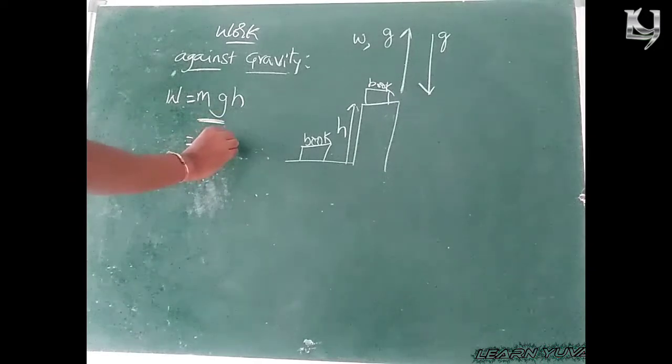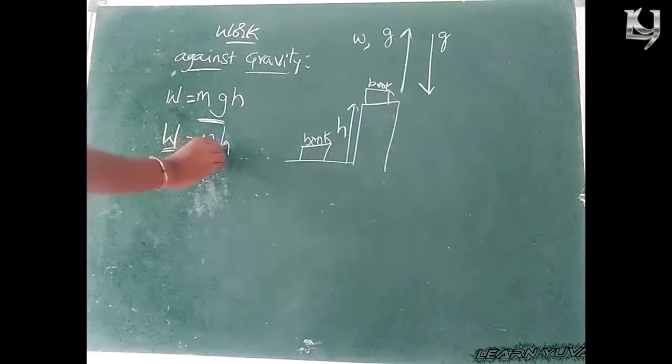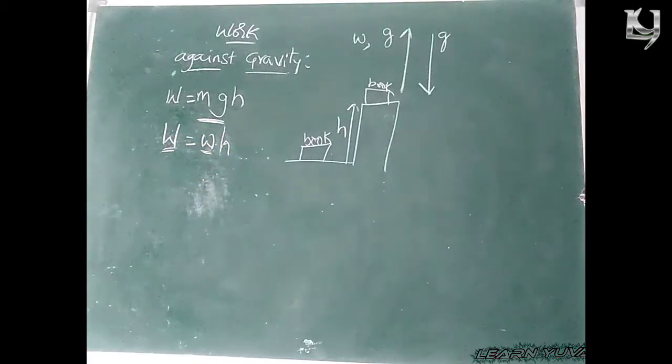into vertical distance. It is work and it is weight. Capital W is work, small w is weight. This weight is due to mg. The work formula is mg into height. Height means the vertical distance through which we are moving that body. So this case is for work against gravity.